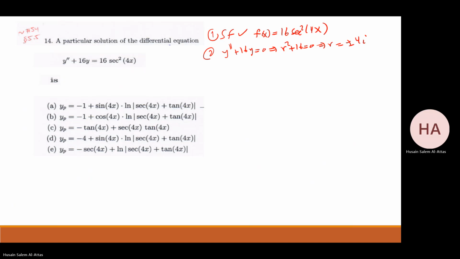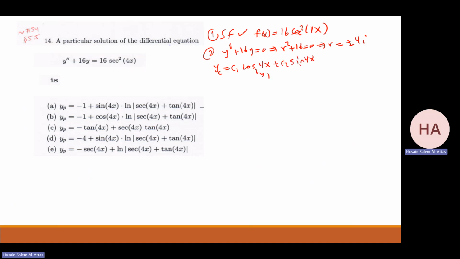Usually, these three questions are around that. Okay, so let me do this. This is variation of parameters. Standard form. Yes. What is f of x? 16 secant squared 4x. Okay. Solve the homogeneous. So you have r squared plus 16. So r equals plus or minus 4i. So it is yc equals c1 cosine 4x plus c2 sine 4x.